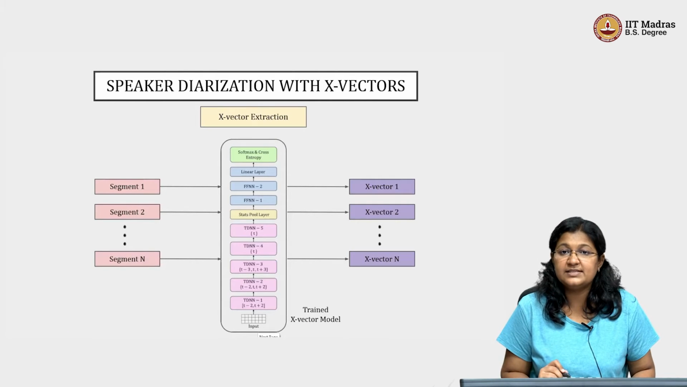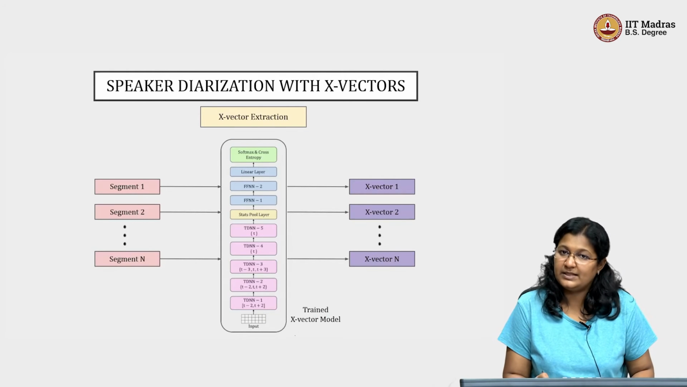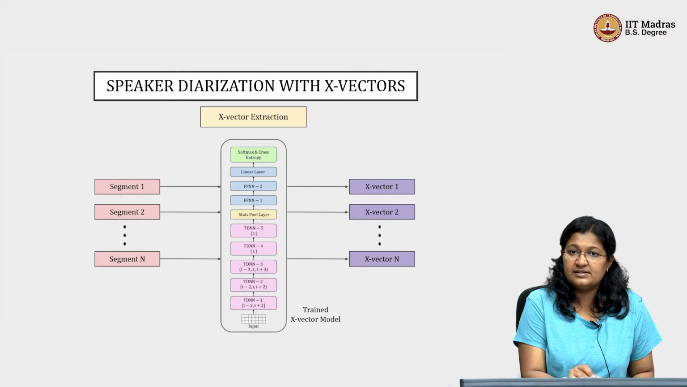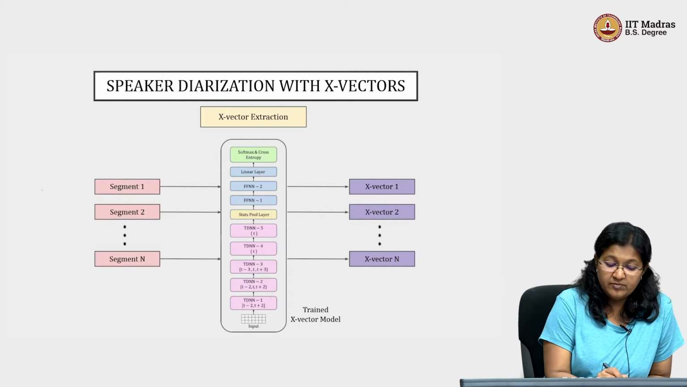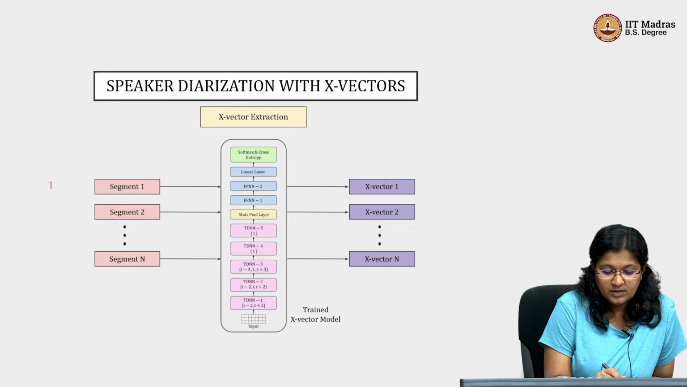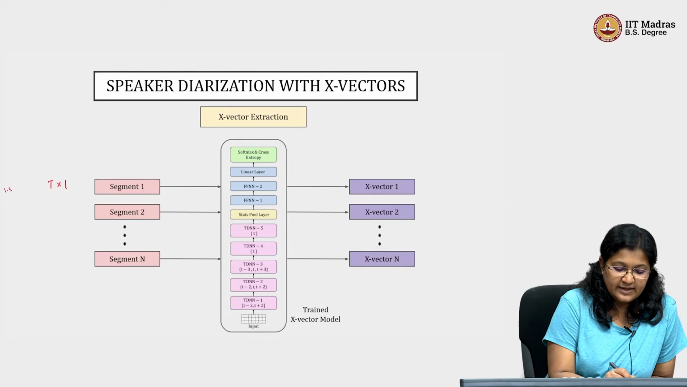So, once your segments are ready, we have to extract the X vectors. For this you have the trained X vector model. You just have to feed these segments, and for each segment, the segments are going to be some frames long, right? It will be some t cross 1. Here it is 1.5 second.